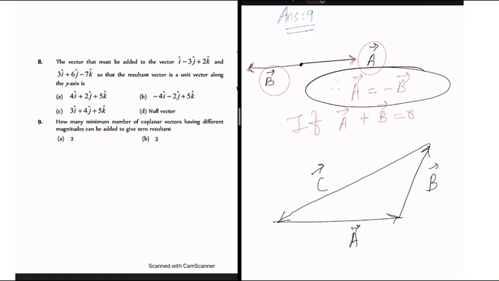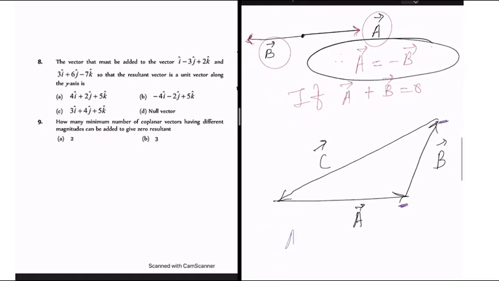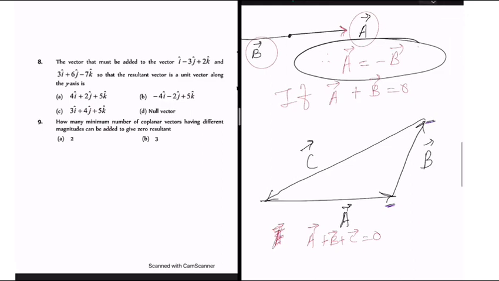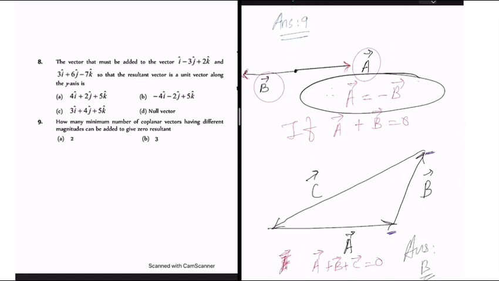On the head of A, the tail of B is there. On the head of B, the tail of C is there. So here you can say vector A plus vector B plus vector C is 0. Okay, so this is your answer 3. The answer is B. Answer B, which question? 9th question. Okay, next.